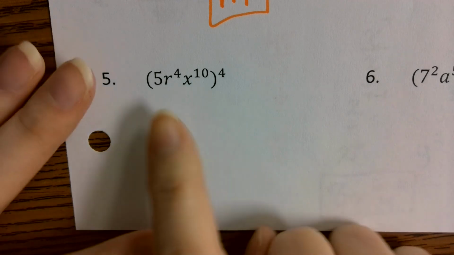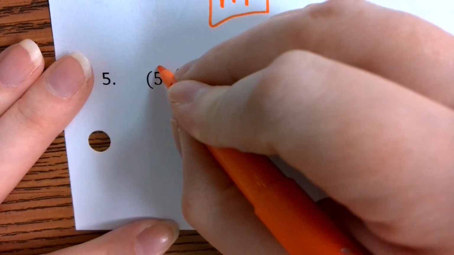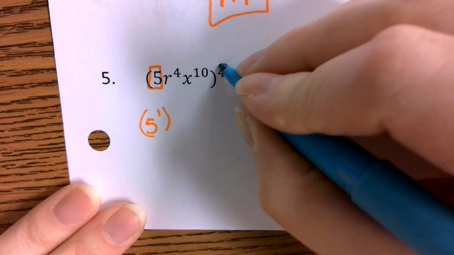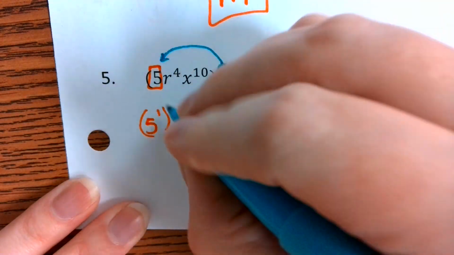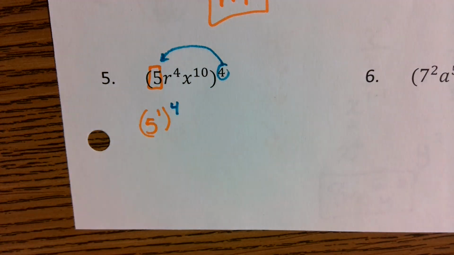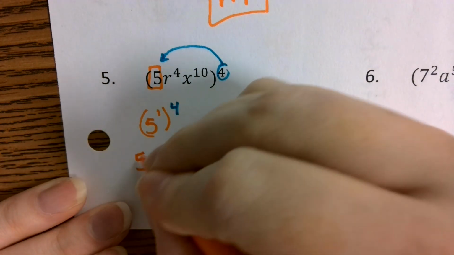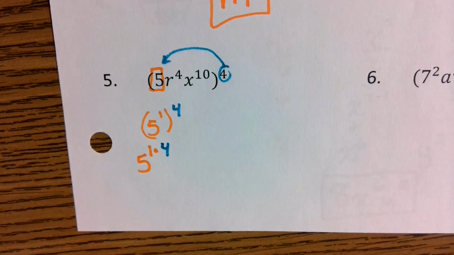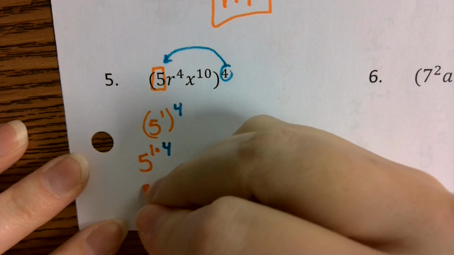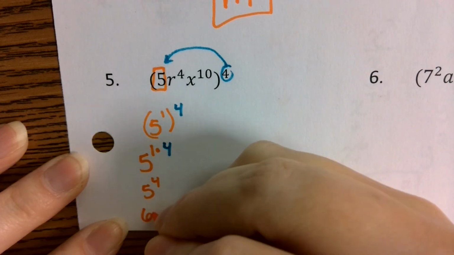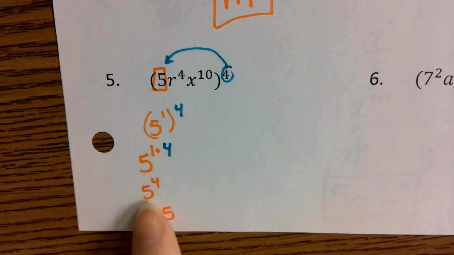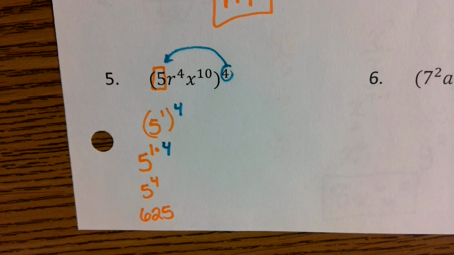Okay, so what we're doing, again, we're splitting this up. We have our numbers here. This is 5. That's technically raised to the first power. And we're going to take this 4 on the outside and distribute it to there. So we're doing 5 to the first raised to the 4th. That means we're going to do 5 to the 1 times 4 power. Okay, 1 times 4 gives us 4, and then 5 to the 4th can be simplified to 625.